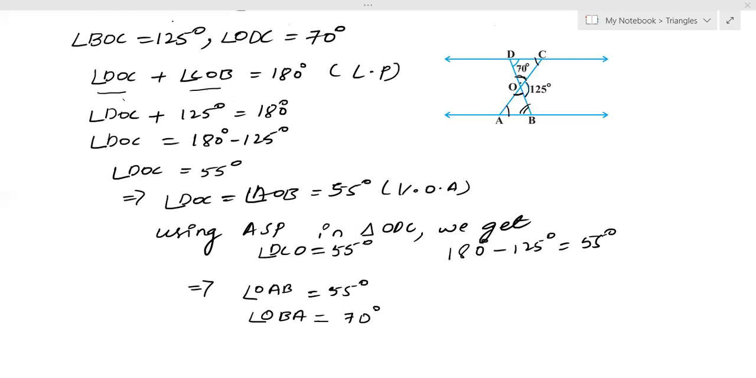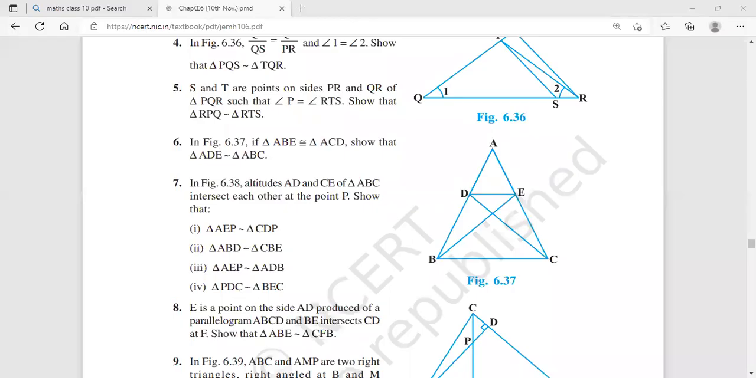Let's get into the next problem. As I told you students, we are not going to follow the textbook order. So we had solved the second question, but we are going to solve the fifth question now. We'll solve the third question later.